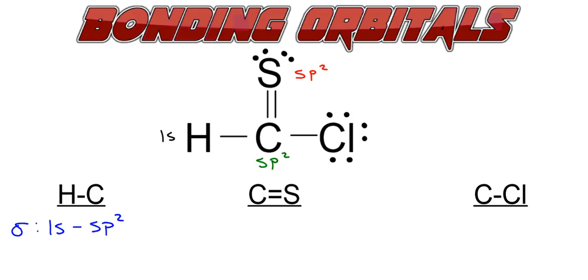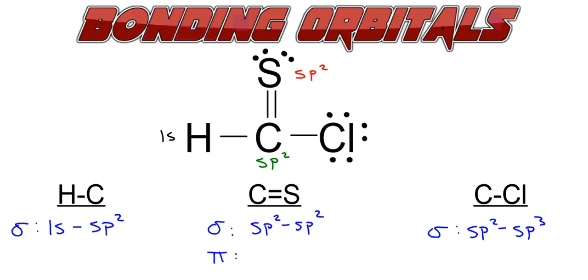For this bond, I have two of them. I have a sigma and I have a pi. So between the carbon and the sulfur for the sigma, it's an sp2 from the carbon and an sp2 for the sulfur. For the carbon, and we'll come back to the pi. For the carbon and the chlorine, we just have a single bond, and that's an sp2 to an sp3. So what's going on with the pi?